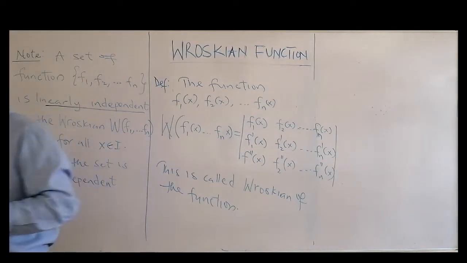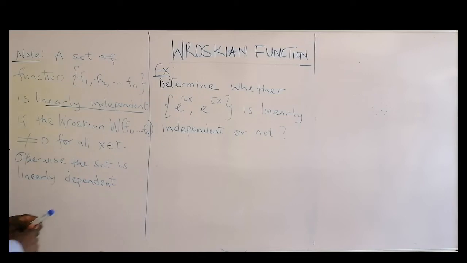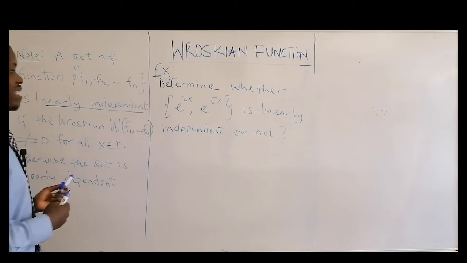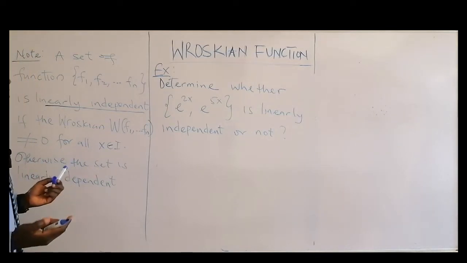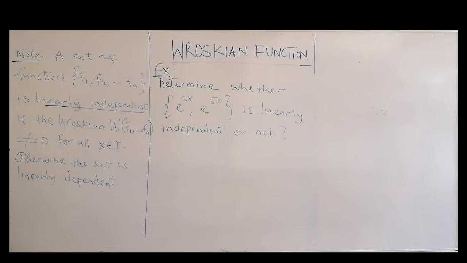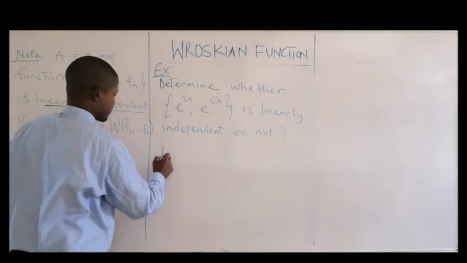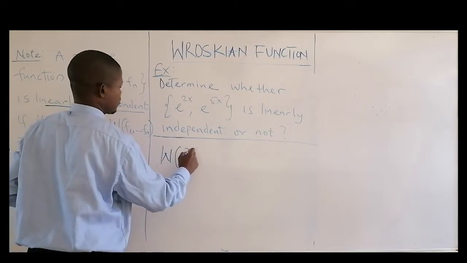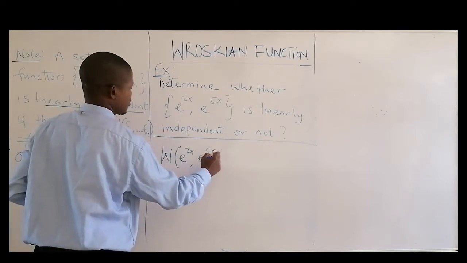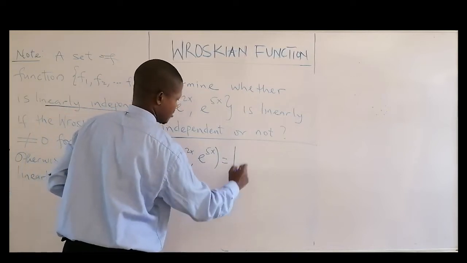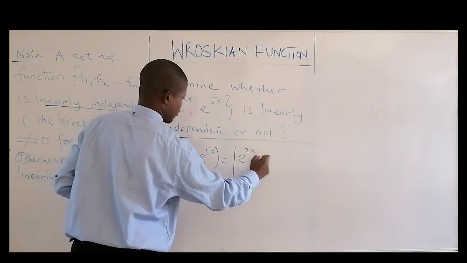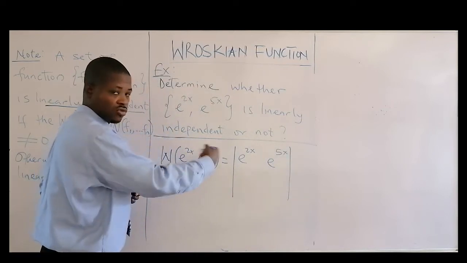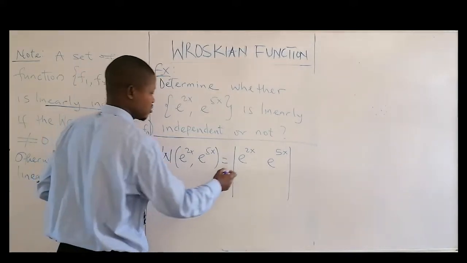So let's see some questions here. Determine whether these two functions are linearly independent or not. If you want to do that, it's very simple. It's just the Wronskian of those functions: the Wronskian of e^(2x), e^(5x), and that will equal the determinant. It's two functions, so you're only going to differentiate one time. With three functions, you do the second differential.